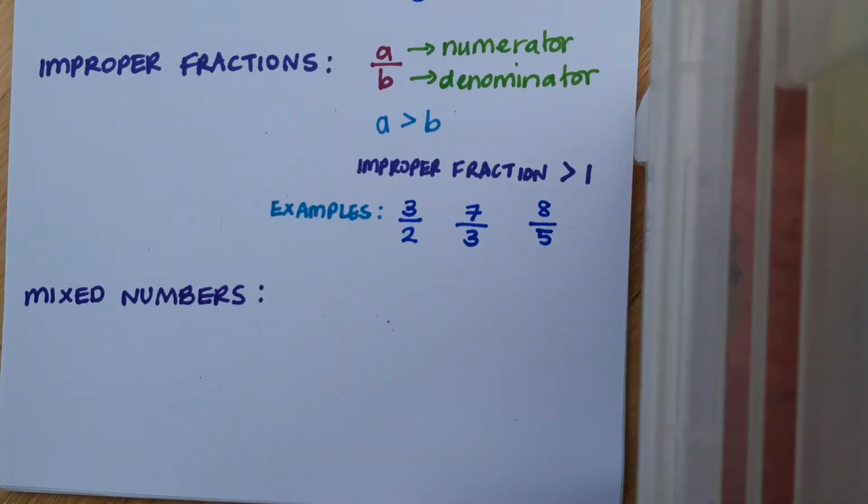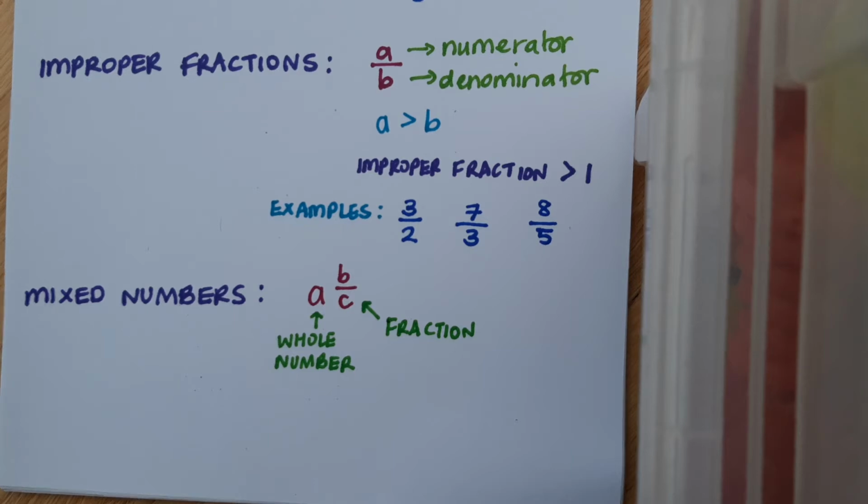We can change improper fractions into mixed numbers. A mixed number looks like this. It's A, which is a whole number, followed by a fraction B over C. The fraction in question should always be a proper fraction. So now we're going to look at how to change improper fractions into mixed numbers.